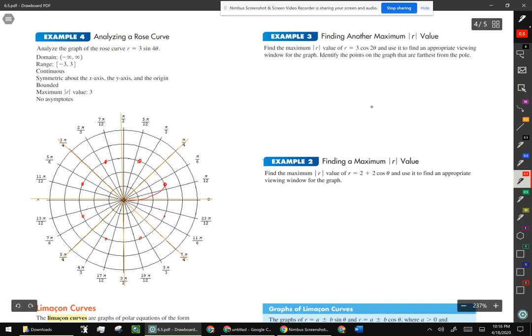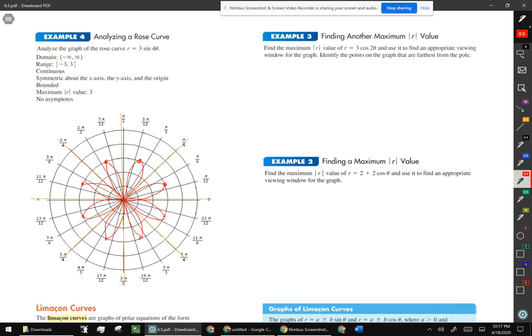Out away from the pole, back to the pole, away from the pole, back to the pole, and so on around the curve. So you guys get the idea. That's how you would sketch it.